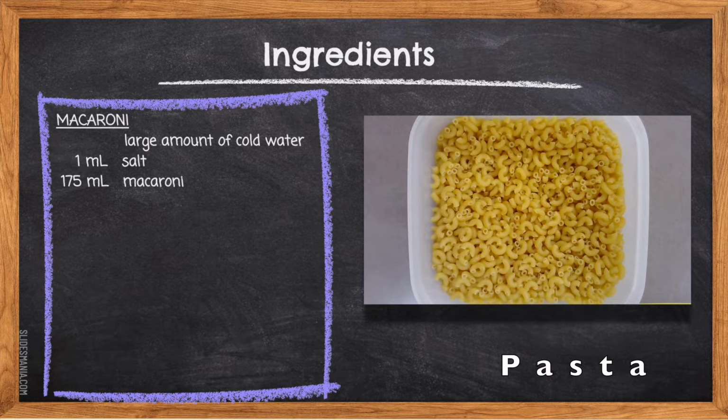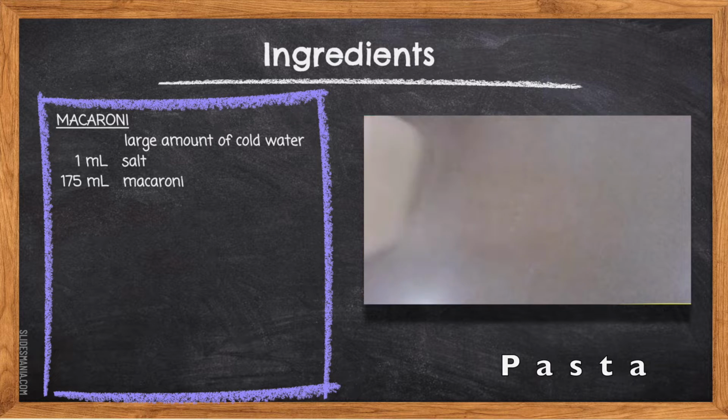175 milliliters of macaroni. Macaroni is the pasta product we are choosing to use in our dish today. It has a hollow tube in the center, which is perfect for absorbing our sauce, adding more flavor to every bite. It is often nicknamed elbow macaroni because of the resemblance to the body part.